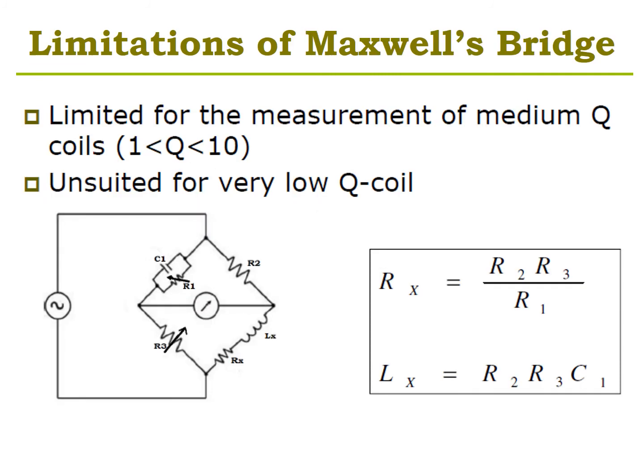Later we will study the limitations of Maxwell's bridge, which are basically that Maxwell is used for measurement of only medium Q coils. So if my Q value is between 1 to 10, I can use Maxwell bridge, but it is unsuited for measurement of low Q coils. In the next class we will study the bridges that can assist us in measurement of low Q as well as high Q coils.